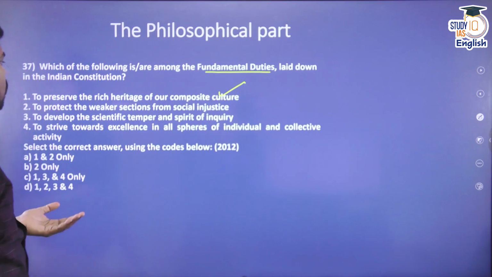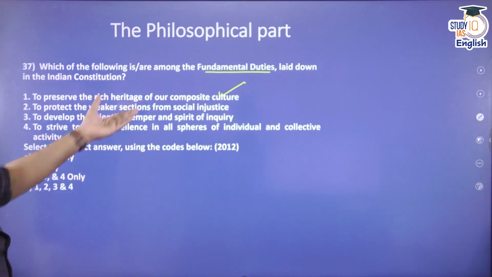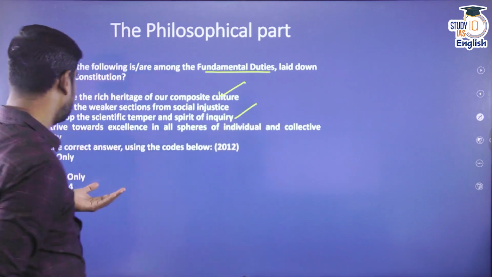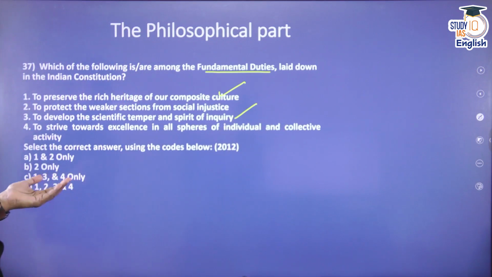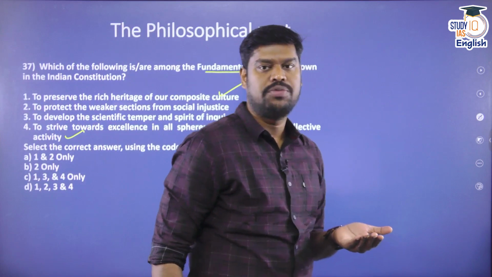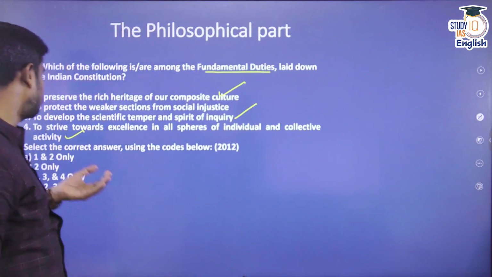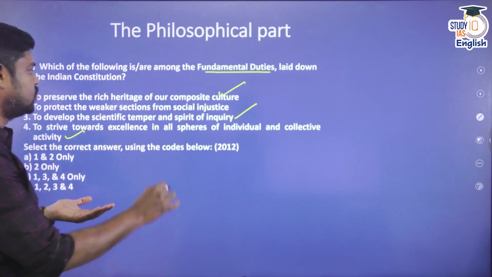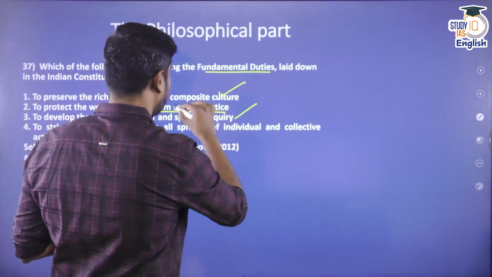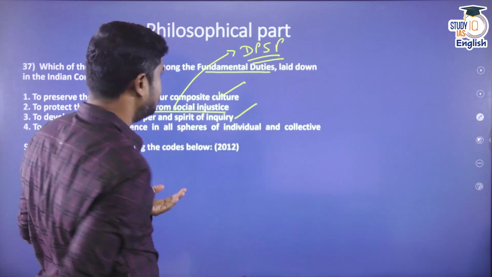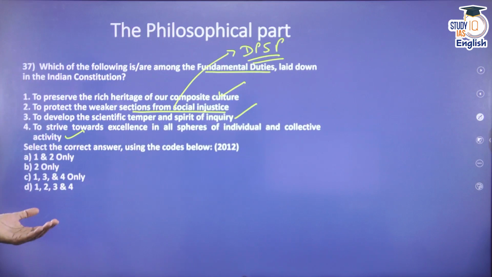To protect the weaker sections from social injustice, I will just come to this. To develop scientific temper and the spirit of inquiry, yes, this is also part of it. To strive towards excellence in all spheres of individual and collective activity. So, this is also a fundamental duty. But look into option B. Statement 2 is not a fundamental duty. To protect the weaker sections from social injustice is an idea in the directive principles of state policy. So, it is related to DPSP and not the fundamental duty. So, which of the following is the right answer?